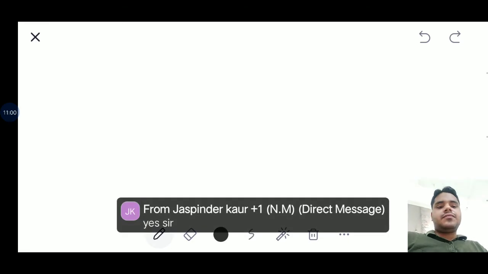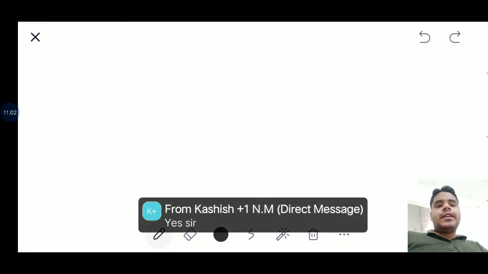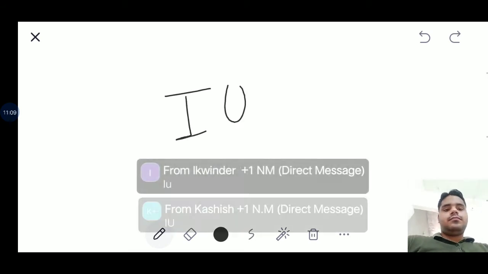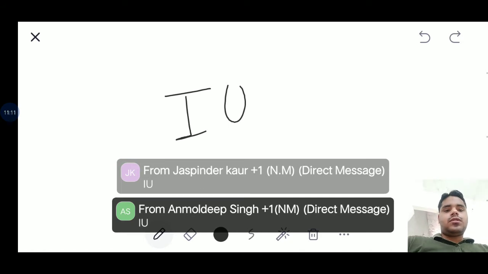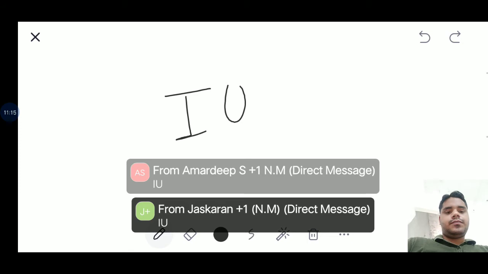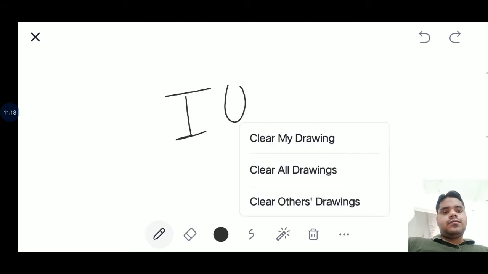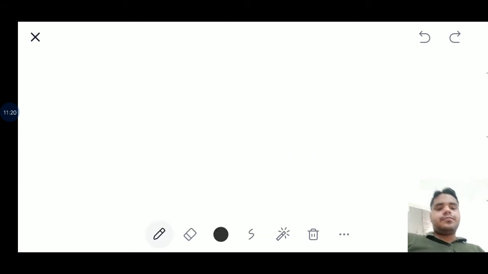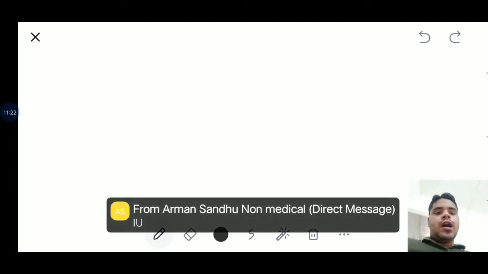Those who are clear with intersection and union, type IU. Good. Very good. So let's proceed further. Now, just watch carefully. It would be a little bit complicated for students, so watch carefully and listen to me carefully.